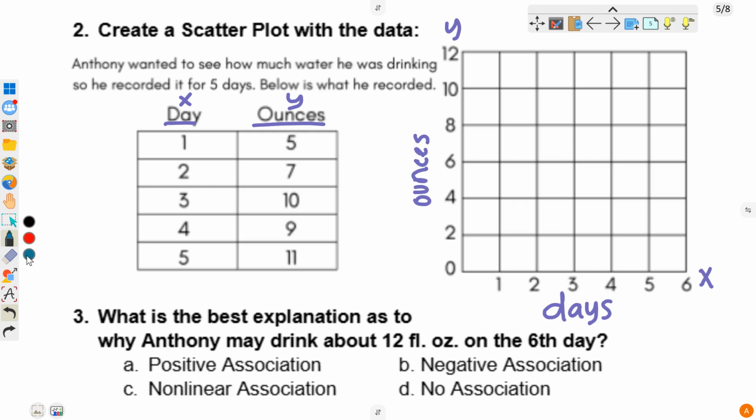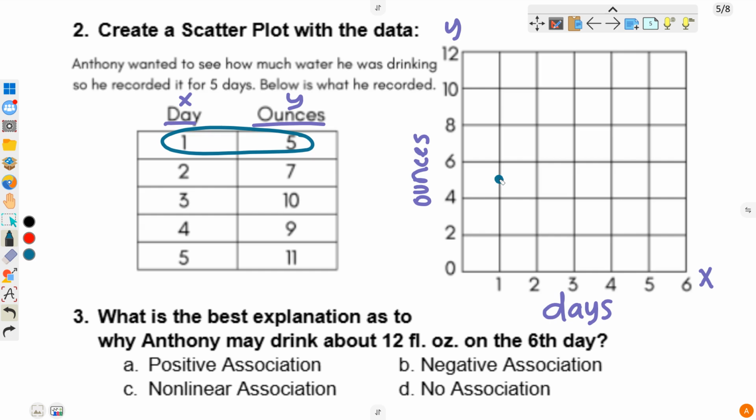So my first point is going to be 1, 5. So remember, it's 1 day. So I come over to 1 day, and then I'm going to go up 5, okay? Well, what am I skip counting by on my y-axis? We're skip counting by 2, right? 2, 4, 6, 8, 10, 12. Well, 5, that falls between 4 and 6, right? So I'm going to come over to my 1, and I'm going to go up right here in the middle because 5 is right between 4 and 6.